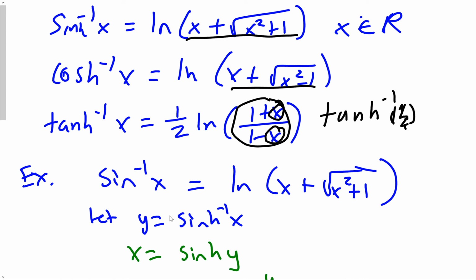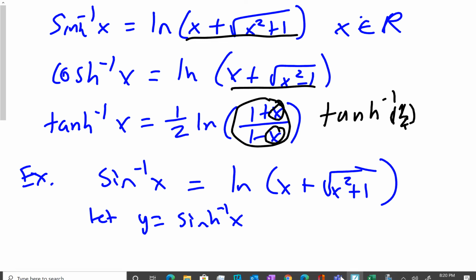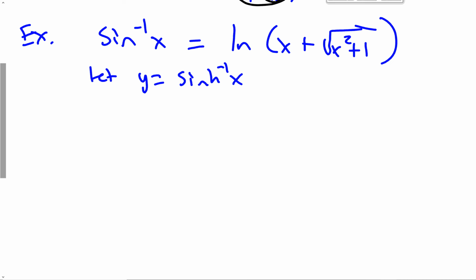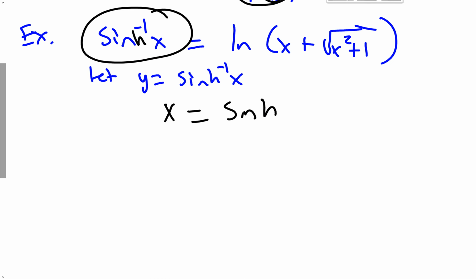So let's go ahead and prove this first one. In order to prove it, we'll first let y equal inverse hyperbolic sine. So let y equal that, and we'll take the inverse of that. The inverse of the inverse is just the regular, so that'd be just hyperbolic sine. Switch the x's and y's.